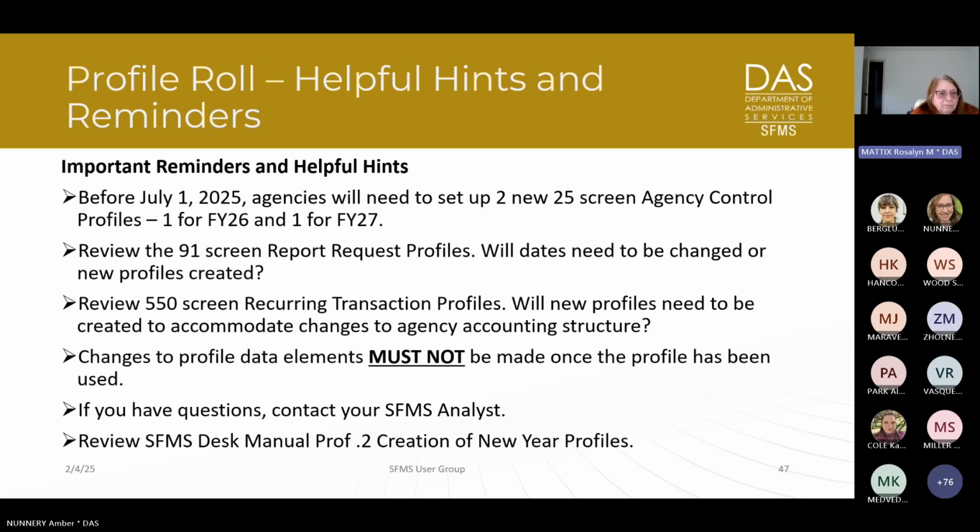Review your 91 screen report request profiles. Will your dates need to be changed, or will you need to create new 91 screen report profiles? Review your 550 screen recurring transaction profiles. Will new profiles need to be created to accommodate the changes to your agency accounting structure? Changes to profile data elements must not be made once the profile has been used. If you have questions, contact your SFMS analyst. Also, please review the SFMS test manual prior to creation of new year profiles. Next slide.